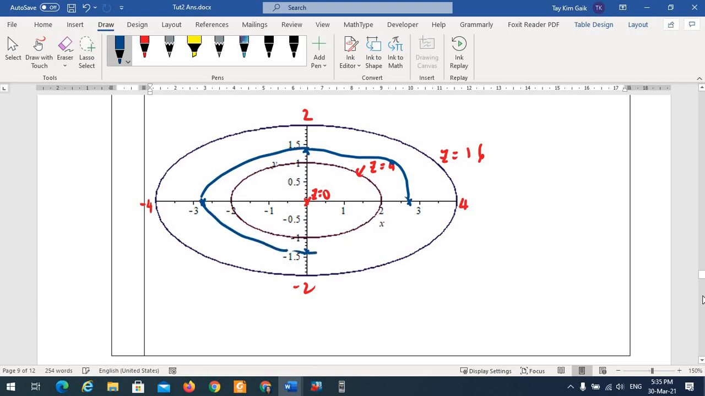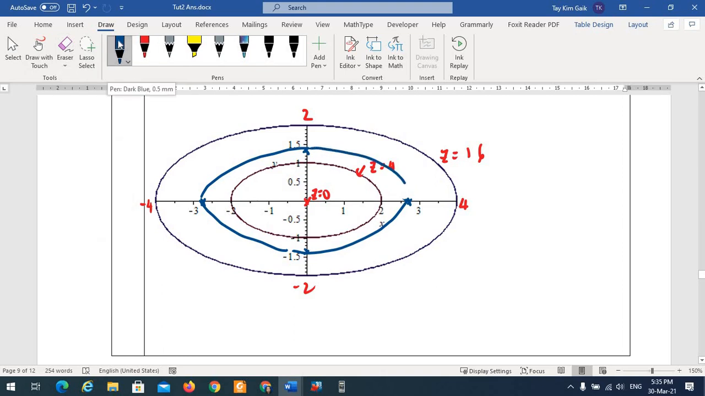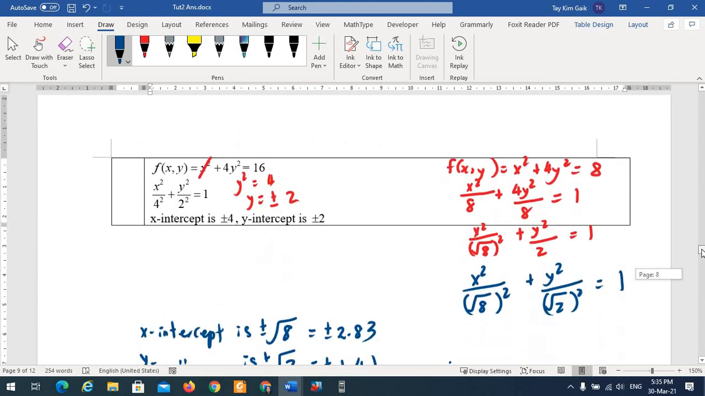You draw another image. Another image. Okay, so this one is Z equal 8. So that's why I said the C value there. If the question gives you, then you just follow. Otherwise, you just pick any value that when you draw, you get a nice picture.